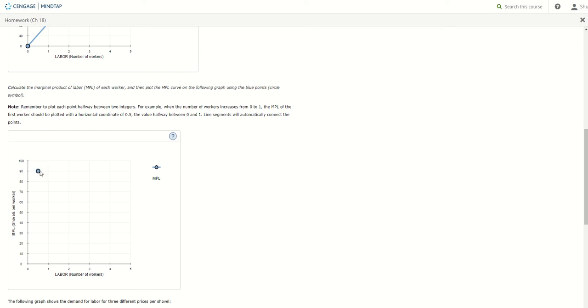Okay, all right, so you want us to put a 0.5, that's fine. The question says, the MPL of the first worker should be plotted at a horizontal coordinate of 0.5. So it's going to be 0.5 and 90.